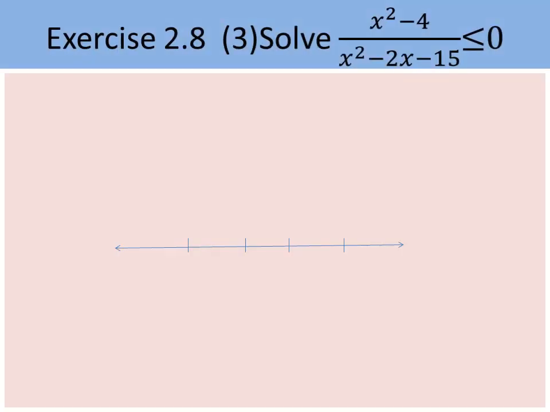Exercise 2.8, question number 3. Solve x square minus 4 by x square minus 2x minus 15 less than or equal to 0. Solution. You take the numerator value. X square minus 4 equal to 0. We have to factorize it first. X square equal to 4, so x equal to plus or minus 2 you will get.